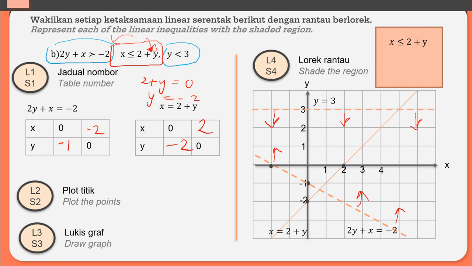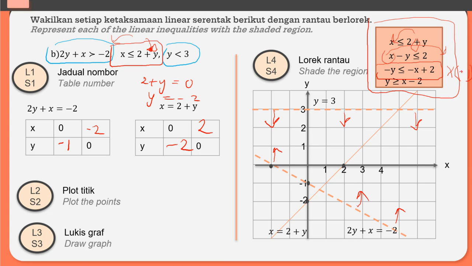So look at the rectangular box here. This is how we want the y. So we rearrange, so I get x minus y less than or equal to 2, because here is plus, we bring it to the other side, we get minus. So after that, we only want the y, so we have negative y, so bring the x to the other side, so it becomes minus x plus 2, and then I only want y. Because I only want y, I need to multiply every term by negative 1. Multiply first.